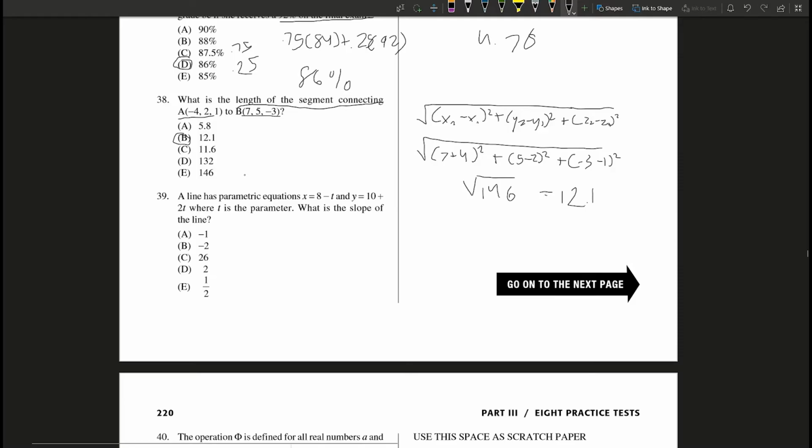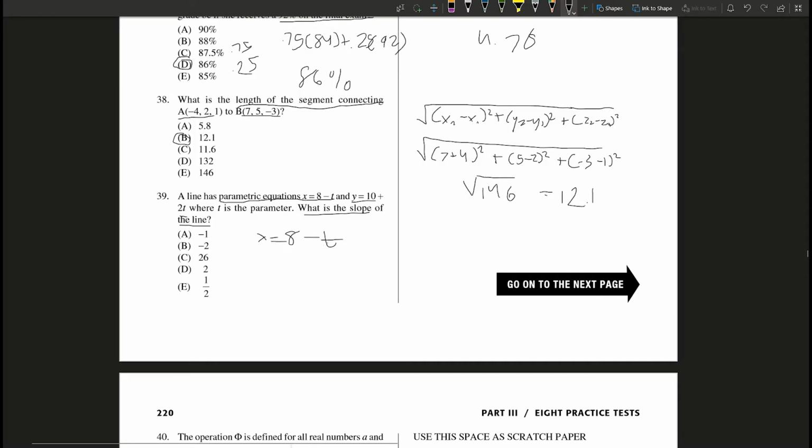So 39 asks, a line has parametric equations x equals 8 minus t and y equals 10 plus 2t, where t is the parameter. What is the slope of the line? All parametric equations are really just a system of equations, and we're going to start by solving for t in x equals 8 minus t, so we can put our equation in y equals mx plus b form. So x equals 8 minus t.